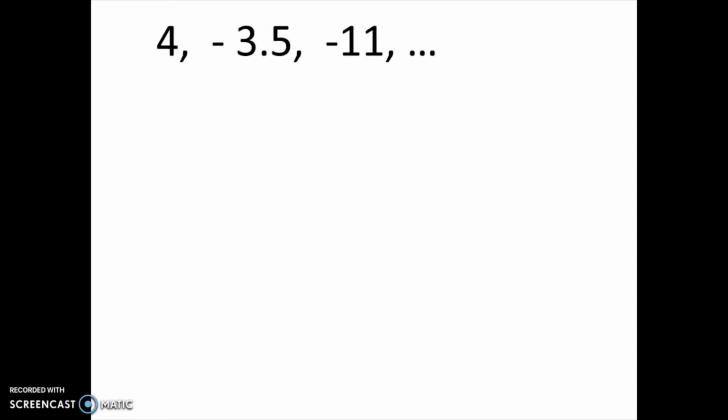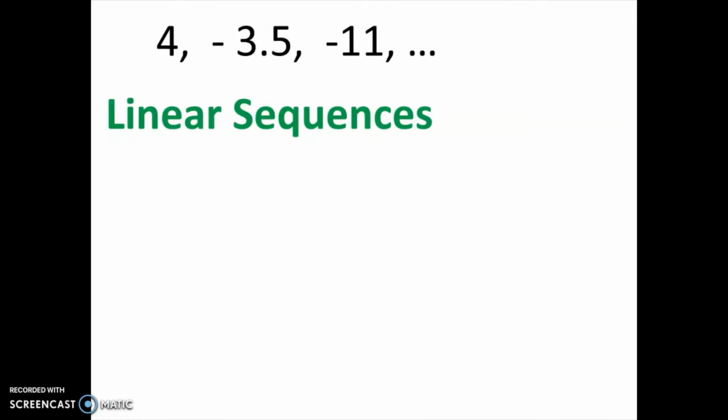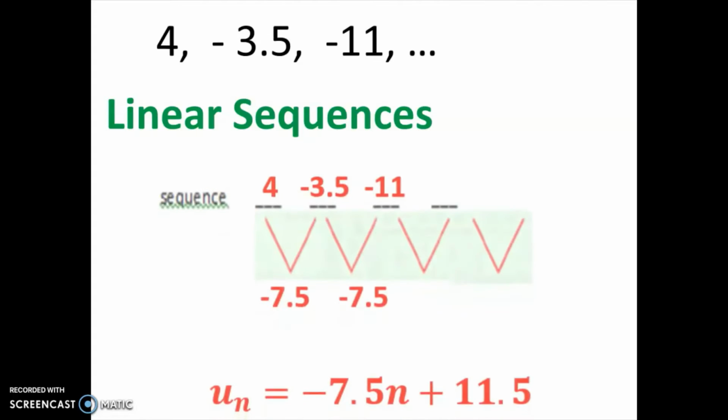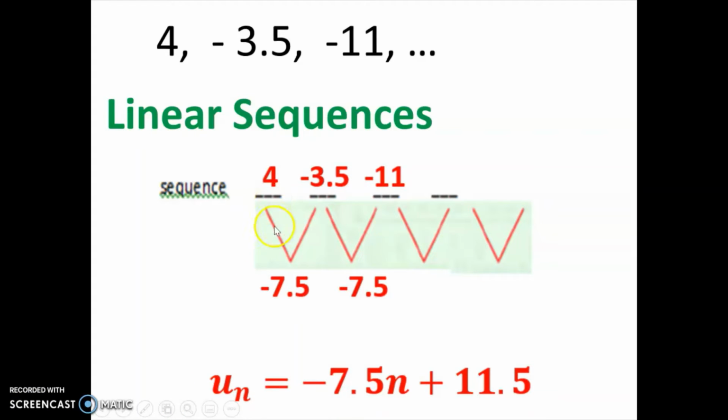Okay, take a look at this sequence. What kind of sequence is this? I hope you noted that that is a linear sequence. The reason for that is when we write up the sequence and look for the common difference, we see that there's a first difference that is constant. That always tells us it's a linear sequence. In other words, when we go from one term to the next, we are always adding or subtracting the same number. In this case, negative 7.5.